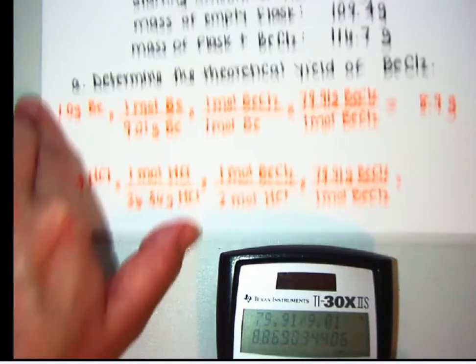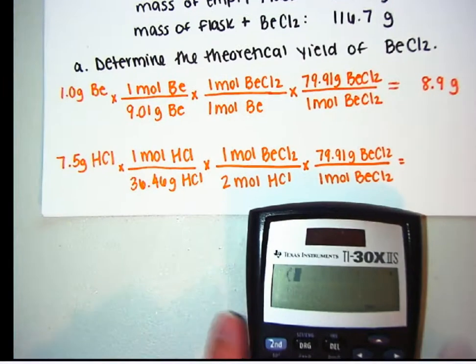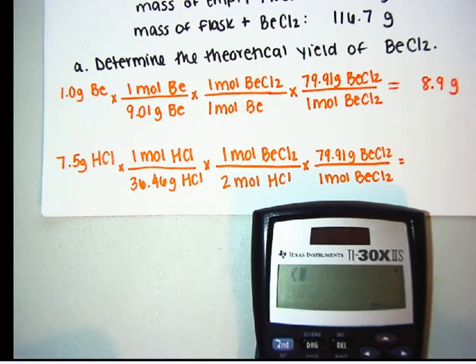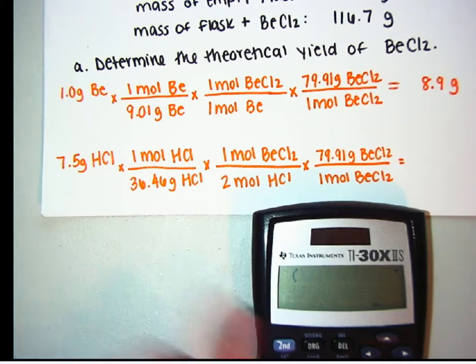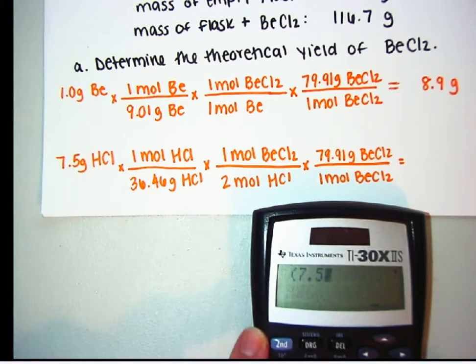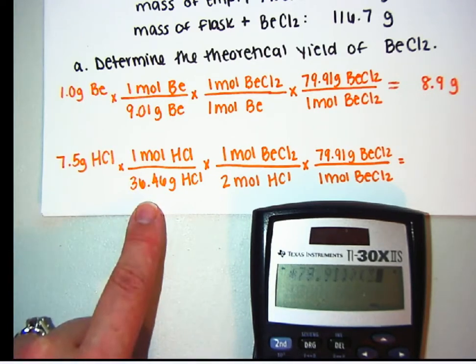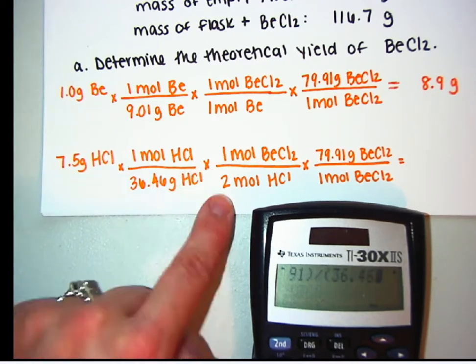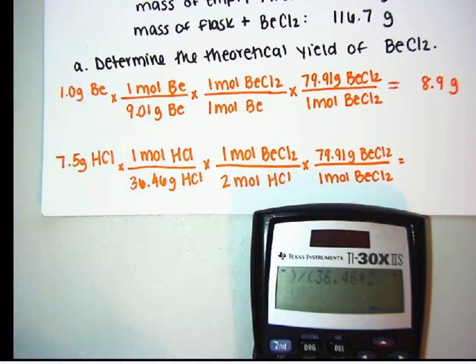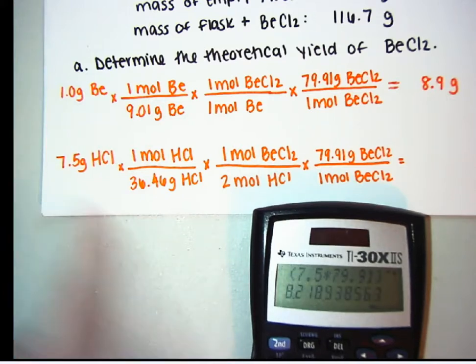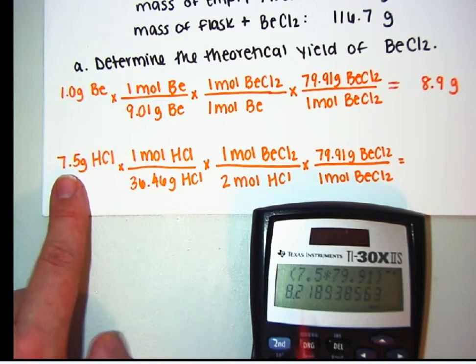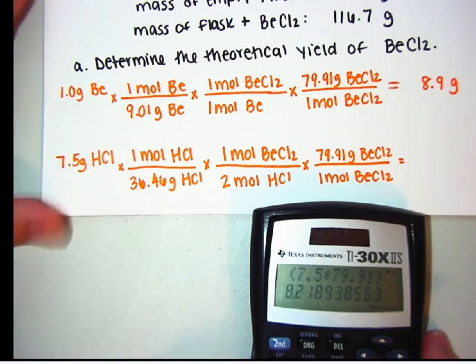All right, let's solve this one. So again, if you're doing one big calculation, put everything in the numerator in parentheses and then divide by everything in the denominator in parentheses. So 7.5 times 1 times 1 times 79.91. So the whole numerator goes in parentheses, divided by, and then put the whole denominator in parentheses. 36.46 times 2 times 1, and your parenthesis. My given has 2 significant figures. Round my answer to 2 significant figures, 8.2 grams.